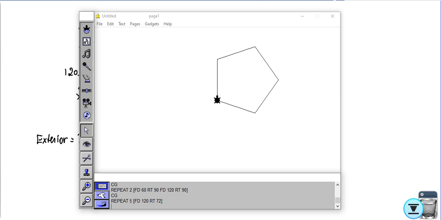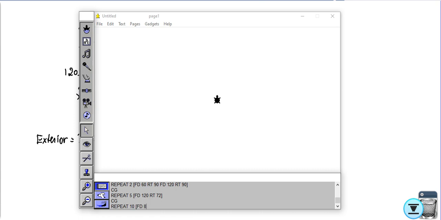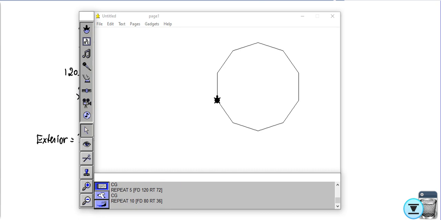So for example, if we had to draw a decagon, a 10-sided shape, I would write repeat 10. Let's say the sides are 80 units long, because otherwise it would be too big for my screen. So forward 80. I have to turn to the right. Through which angle? Now the exterior angle adds up to 360 degrees. We have 10 sides, so 360 divided by 10, which gives me 36 degrees. So this command, repeat 10, forward 80, right 36, should give me a decagon. And as we can see, that has given me the shape.